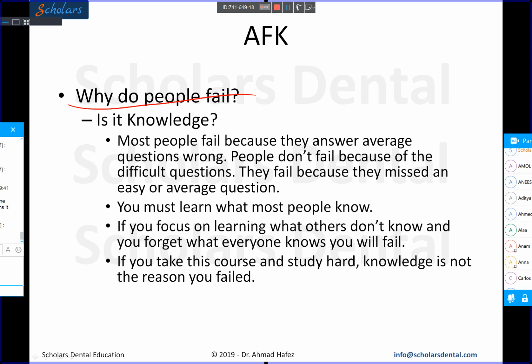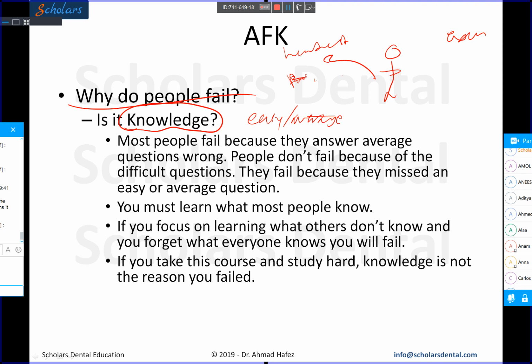And this is where someone was asking about the fear. So people fail. Is it because of knowledge, you guys think? Honestly, most of the time it's not. People come out of the exam complaining about the hardest questions. Oh, they brought a question about why rabbits eat carrots or something like that. Really weird question. Yeah, they brought those questions, sure, but that's not what made you fail. I am 100% sure you failed because you answered incorrectly an easy or average question, and other people answered it correctly. That's why you failed.